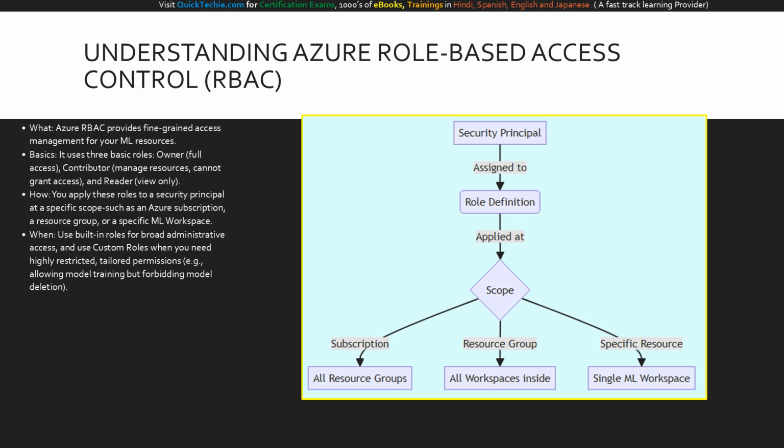This diagram illustrates the anatomy of an RBAC role assignment. It consists of three parts. First, the security principal, the who. Second, the role definition, the what they can do, like contributor or reader. Third, the scope, the where they can do it. Notice the scope hierarchy at the bottom. You can assign a role at the broad subscription level, narrow it down to a resource group, or lock it down tightly to a single, specific ML workspace. Narrow scoping is a best practice for ML security.